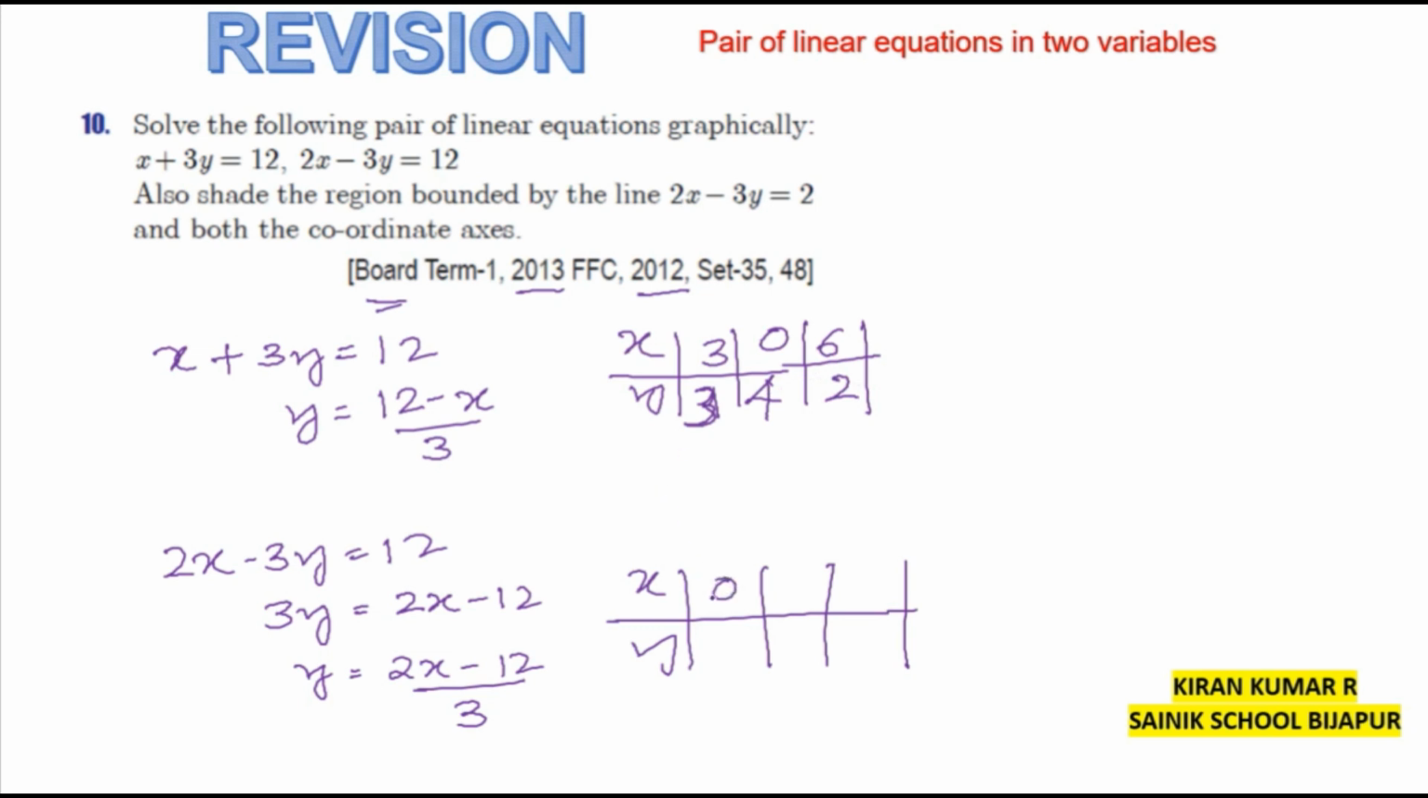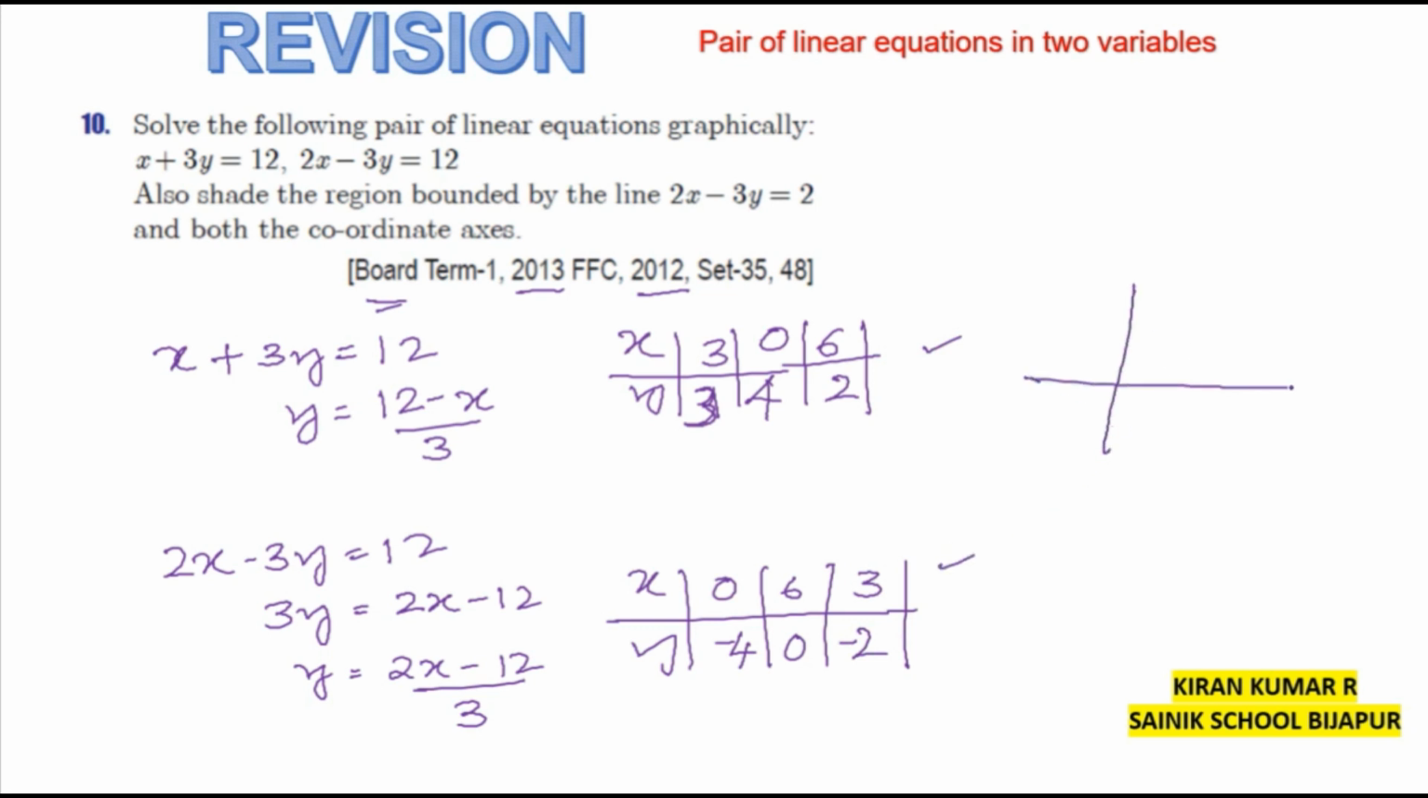For the second equation, if x is 0, the value of y is negative 4. If the value of x is taken as 6, we get y as 0. And if the value of x is taken as 3, we get 6 minus 12, which is negative 6 by 3, nothing but negative 2. Now with these values, we have to plot the graph.